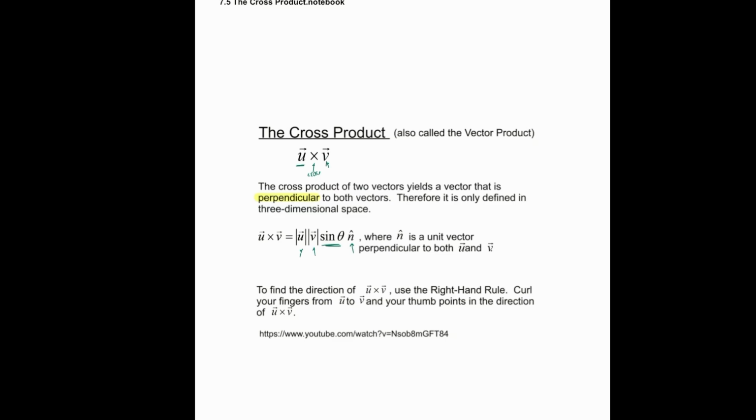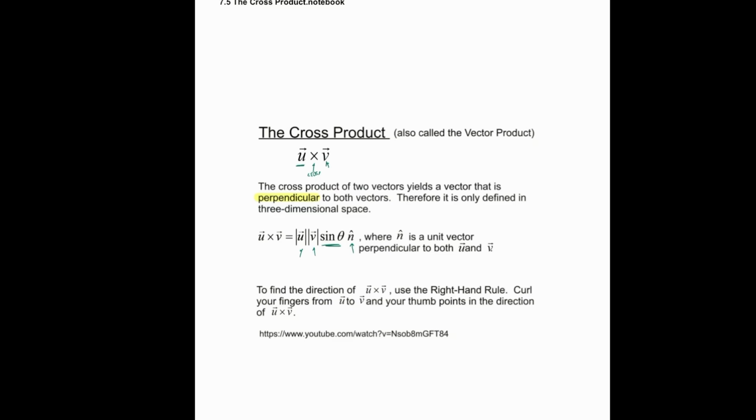Again, there is a right-hand rule for this. So to find the direction of U cross V, we're going to use another right-hand rule. You're going to curl your fingers from U to V, and your thumb is going to point in the direction of U cross V, of that perpendicular vector. I've included a little bit of a video just to explain it a little bit more, so you can see it visually. But if your fingers are pointing in the direction of the vector U and you curl them towards vector V, your thumb is going to be pointing towards you. That means that the positive direction of n is coming out of the page.